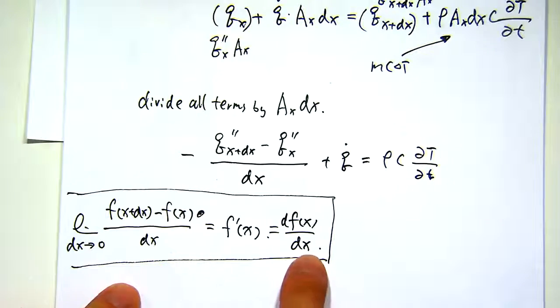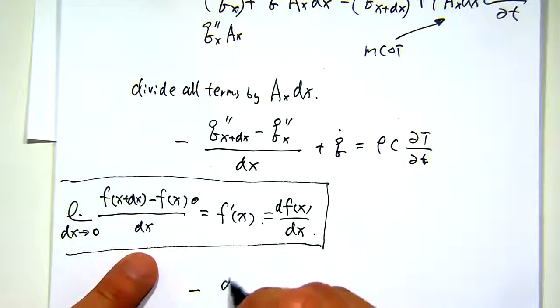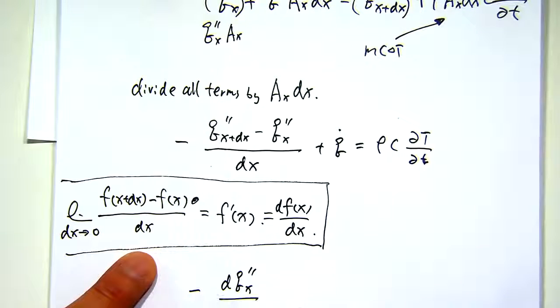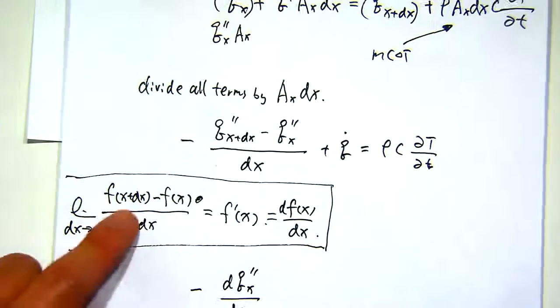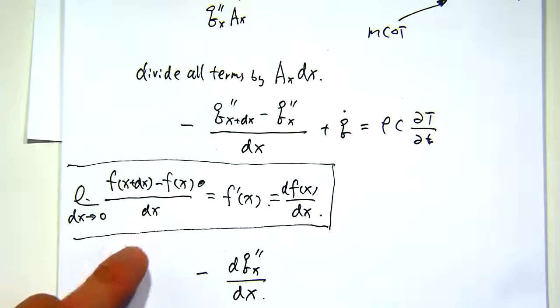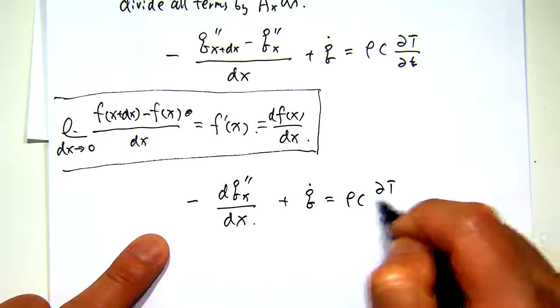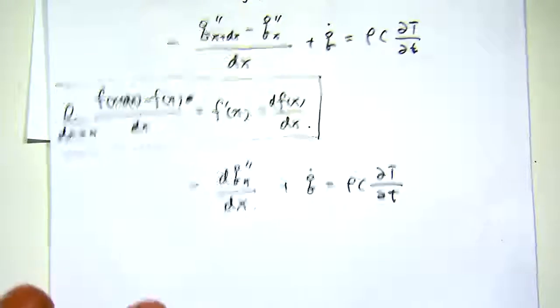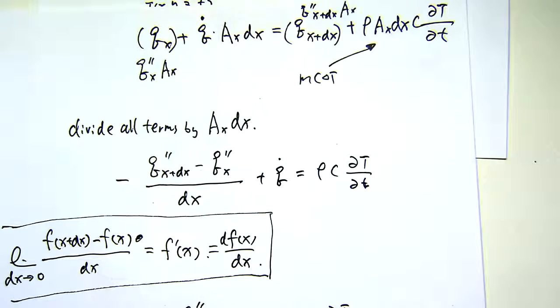So if you're looking at this relation, basically this term can be written as minus dq_x double prime and dx. From there to there, based on a small change of a function divided by the small change of the variable, you can assume that the function is continuous and differentiable. Then we can get that one, and then plus q dot and rho c partial T partial t. Right? So from here to here, basically that's just the math. We don't have any physics being introduced.